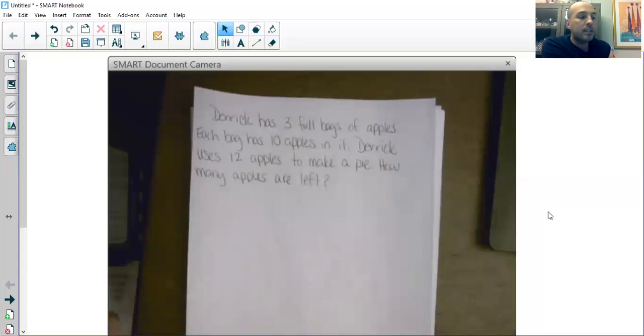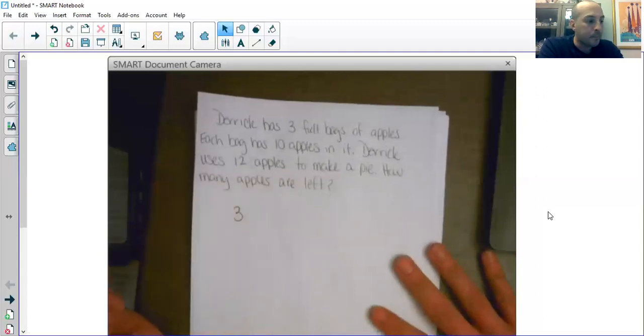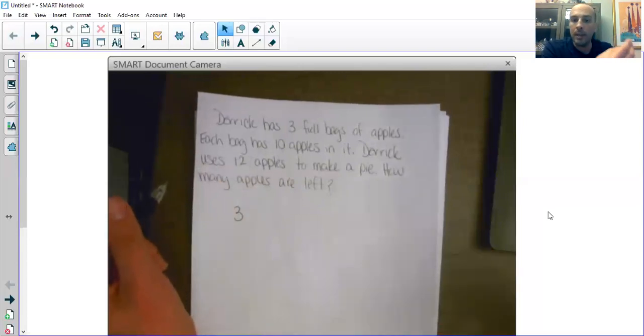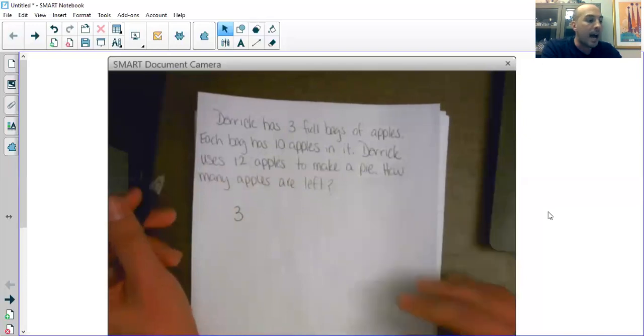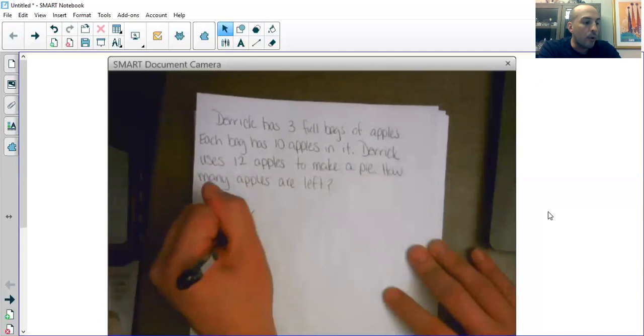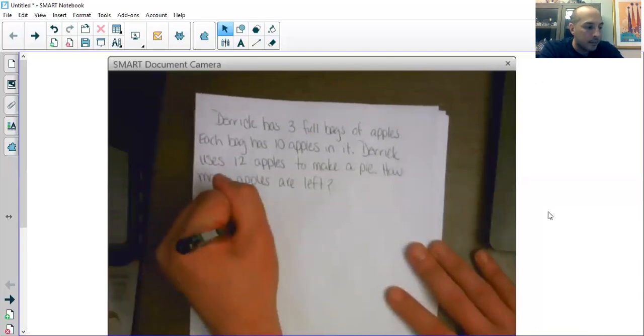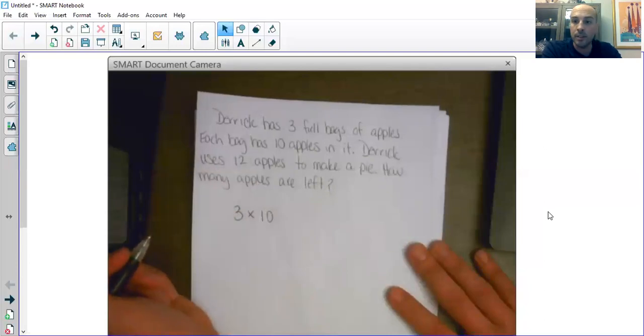So the first part is that Derek has 3 bags of full apples. So I can do a 3, and each bag has 10 apples in it. So in order to know how many total apples Derek has, I'm going to have to do 3 times 10, aren't I? So there's 3 full bags of apples, 10 apples in each bag. That's going to be the first step, isn't it?